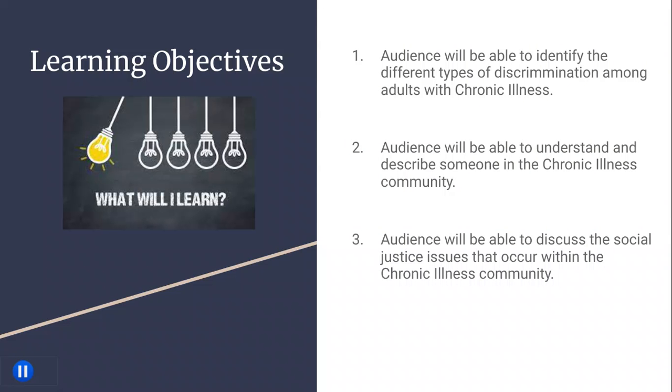So, three learning objectives for this presentation. The first one is audiences will be able to identify the different types of discrimination among adults with chronic illness. Two, audience will be able to understand and describe someone in the chronic illness community. And three, audience will be able to discuss the social justice issues that occur within the chronic illness community.